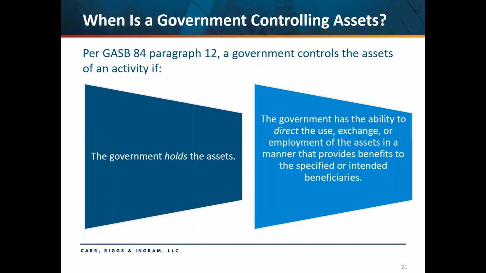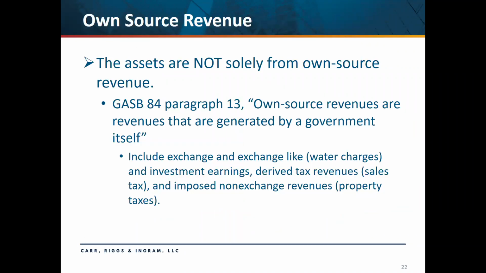So once you step down to what own source revenue is, it's kind of a double negative, okay, in that the assets are not from own source revenue. And own source revenue is going to be revenues generated by the government. So paragraph 13 talks about what those are. It's exchange and exchange-like transactions. So if it's coming from investment earnings, tax revenues, water charges, things like that, okay? And then you have imposed non-exchange, so like property taxes.